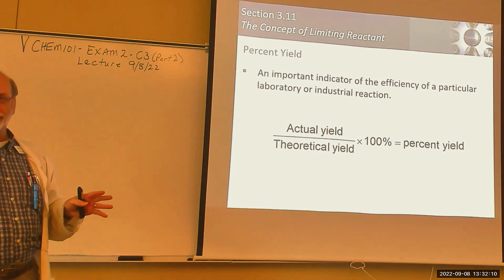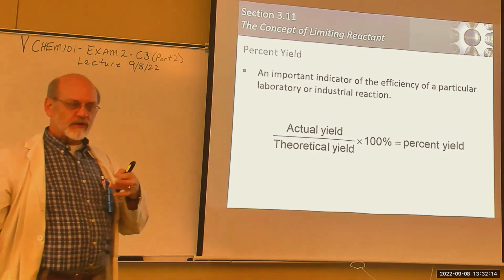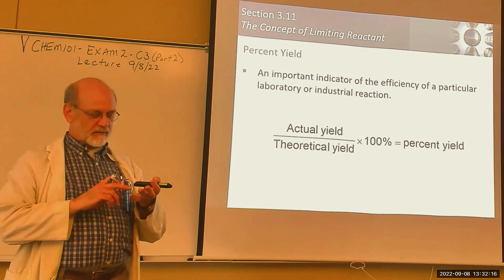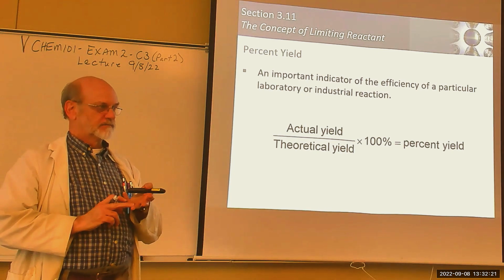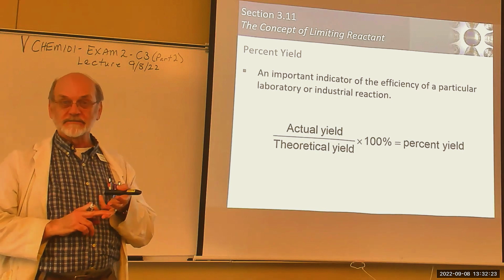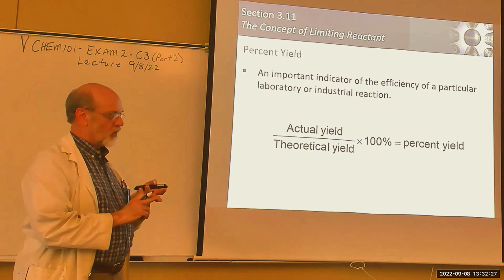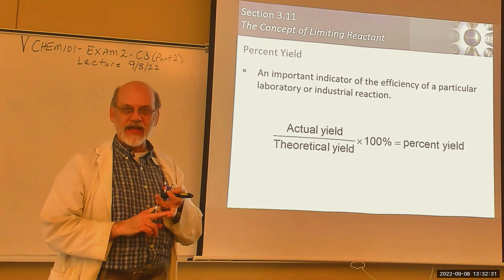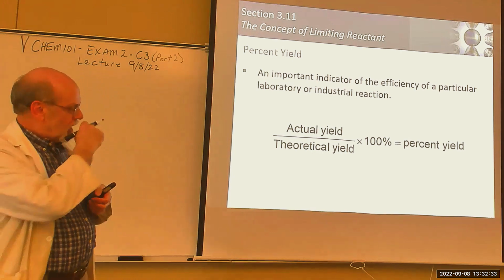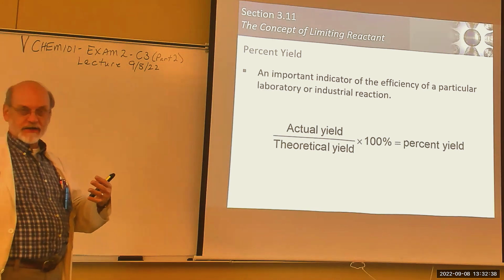But let's not go there right now. You can still lose product by spillage, by incomplete transfer, right? It's not a quantitative transfer of materials. Or if your product is a gas, you could have a leak. Right? Your gas goes. So we need a way to quantify our yield.